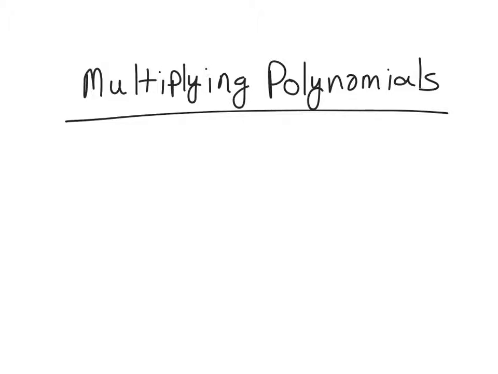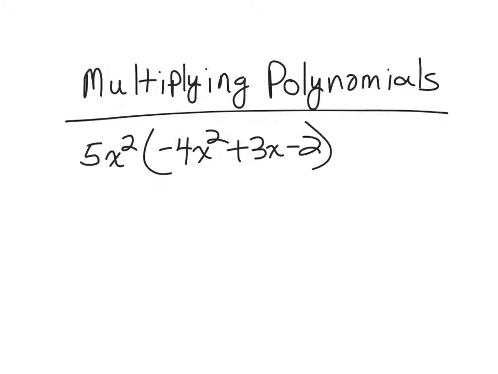We're also going to look at a couple shortcuts that we can sometimes use. And we're also going to try to tie this back to what you did in 5th grade, which doesn't usually happen, but we're going to do that this time. Okay, so let's start by taking a monomial like 5x squared. It has only one term. And multiplying it by a binomial, negative 4x squared plus 3x minus 2.